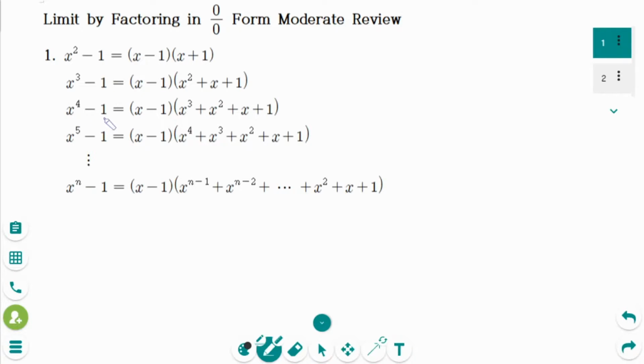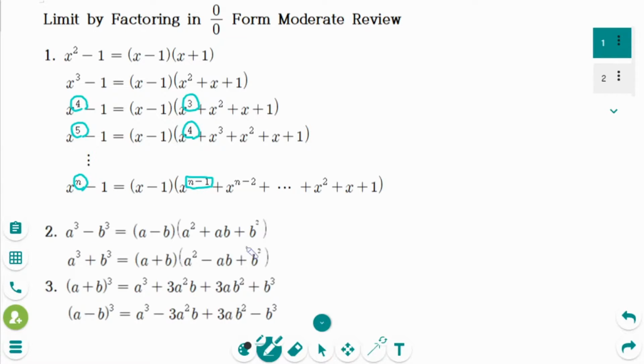X to the power of 4 minus 1 equals (x minus 1)(x cubed plus x squared plus x plus 1). For this one, we can factor more, but I will stop here. The power of x is 4 here, so the factored form starts with a 3, one number less. The power of x is 5 here, so the factored form starts with a 4. See, the difference is 1. And then we can continue until we reach the formula x to the power of n minus 1. The highest power in the factored form is 1 less than the highest power in the original binomial.